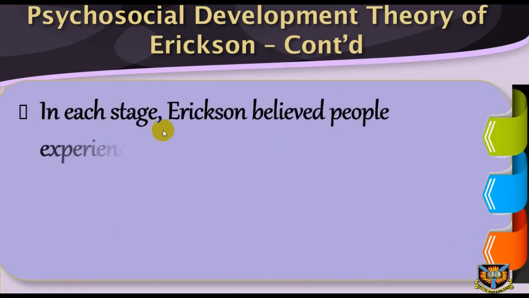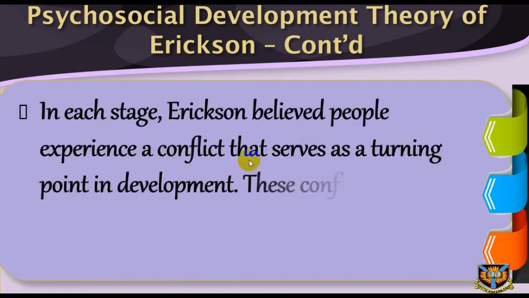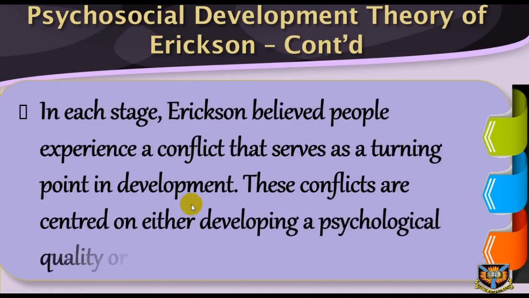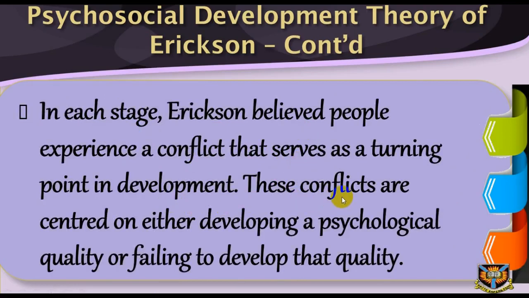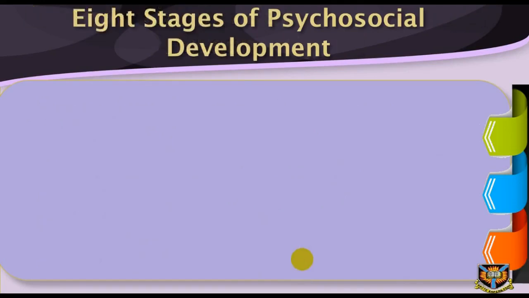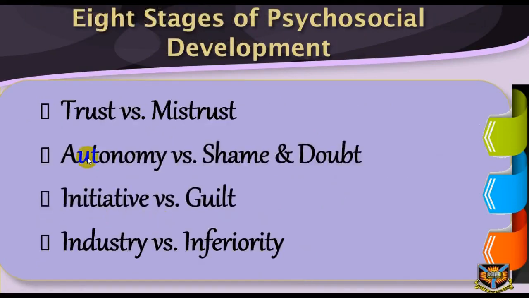In each stage, Erikson believed people experience a conflict that serves as a turning point in development. In Erikson's view, these conflicts are centered on either developing a psychological quality or failing to develop that quality. During these times, the potential for personal growth is high, but so is the potential for failure. Stages of psychosocial development. Trust versus mistrust. Birth to 18 months. Infancy.